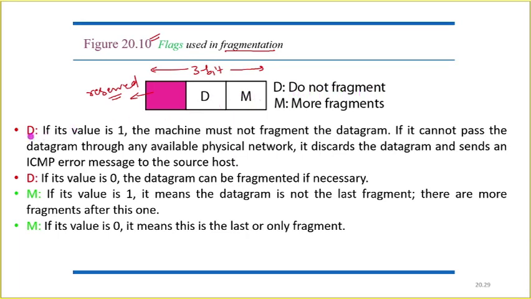What does this mean? If the value of D is 1, the machine must not fragment the datagram. Datagram here means whatever data or packet there is; if the D value is 1, there will be no fragmentation. If it cannot pass the datagram through any available physical network, it discards the datagram and sends an ICMP error message to the source. If the value is 1, it means do not fragment, but its size is higher.